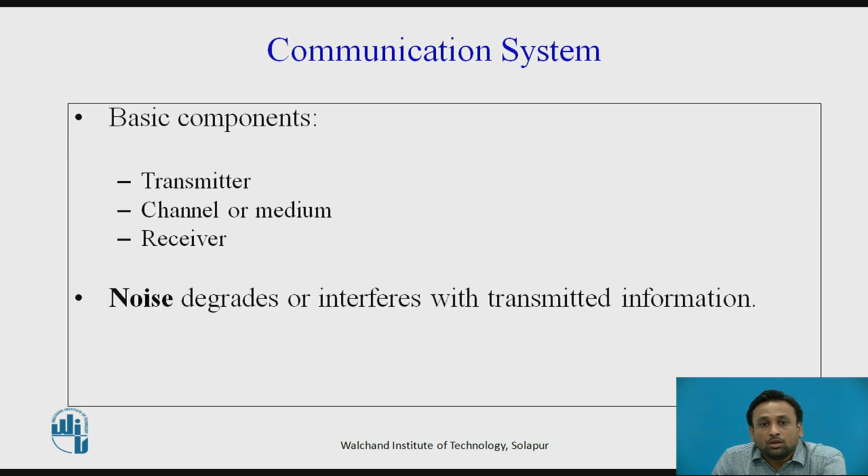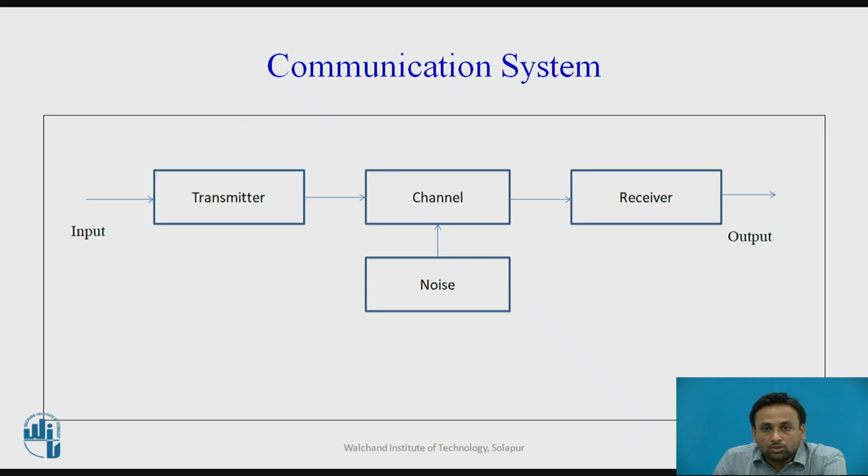We'll see the communication system. The basic components are the transmitter, the channel or medium, and the receiver. So this is the block diagram of a communication system. It consists of the transmitter, channel and the receiver. And the transmitter consists of transducers, amplifiers, encoder and decoder circuits.